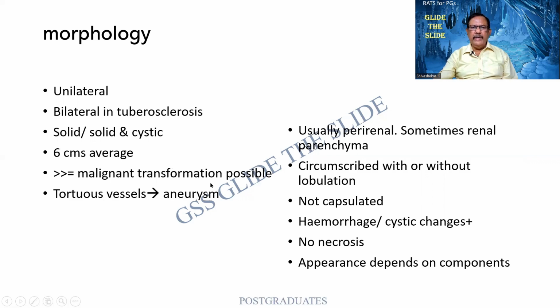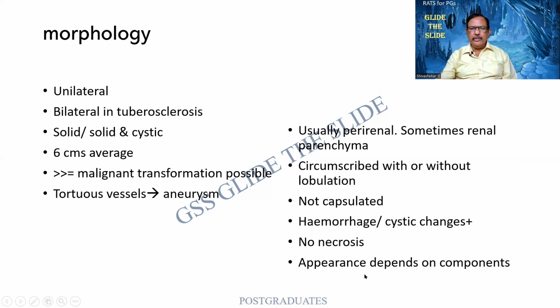Tortuous blood vessels can be indicative of an aneurysm. Perirenal is one of the most common sites. Sometimes it can occur within the renal parenchyma, causing a confusion as to whether it is an RCC or angiomyolipoma. Circumscribed, with or without lobulation. Lobulation means you find dome-like elevations externally, but not capsulated. Hemorrhage can be present, no cystic changes, no necrosis. This is the catch. Even recently we had a confrontation, but no necrosis rules out a renal cell carcinoma.